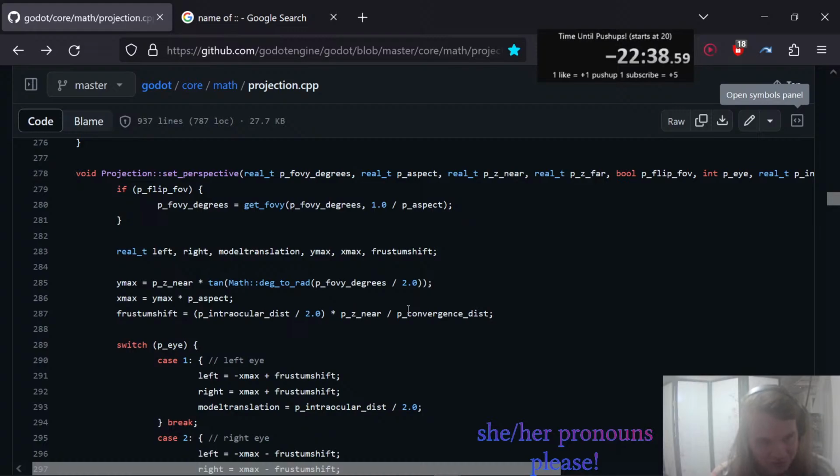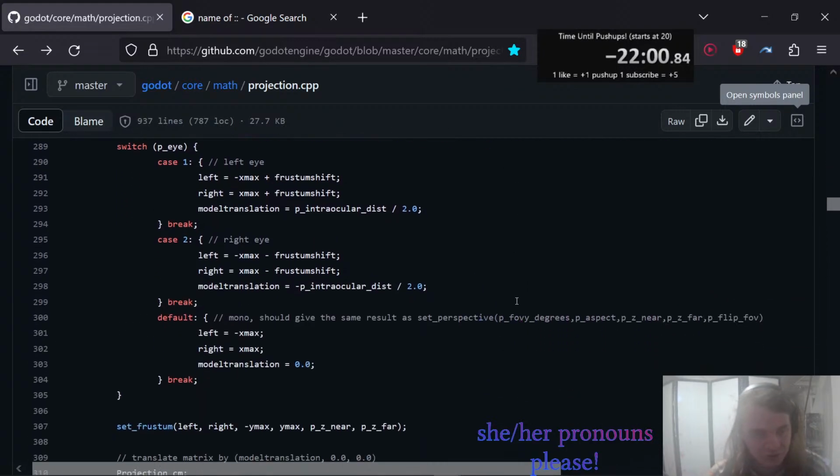y_max equals p_z_near times tan of math::degrees_to_radians(p_fovy_degrees / 2.0); x_max equals y_max times p_aspect; frustum_shift equals p_intraocular_dist divided by 2.0 times p_z_near divided by p_convergent_dist.